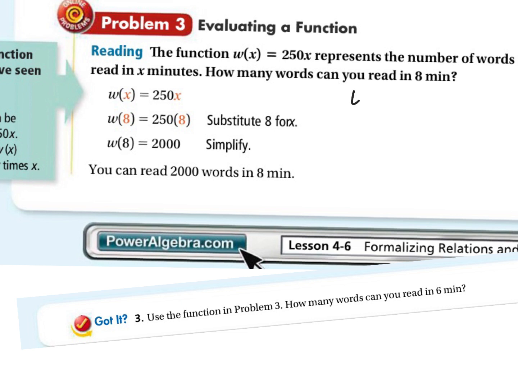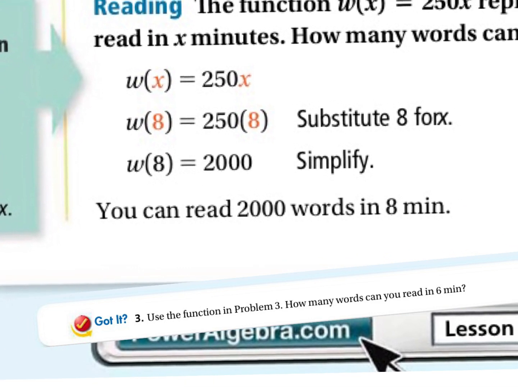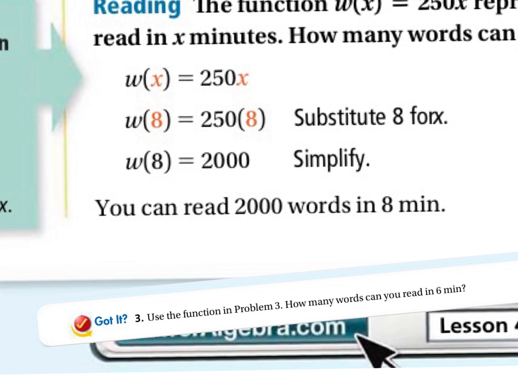So instead of saying y equals 250x and then saying if x equals 8, then I'm going to substitute and work that out, it's just a little different way of doing it. Instead of saying x equals 8, working it out, we say, okay, we have this function, it's w of x. Again, this could just be a y here. But they're just saying we're putting an 8 in place of the x.